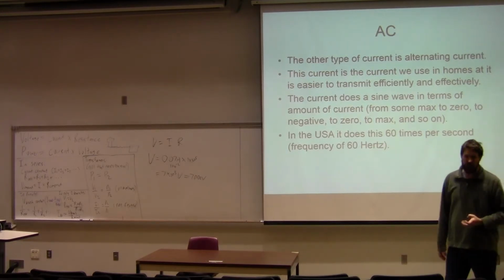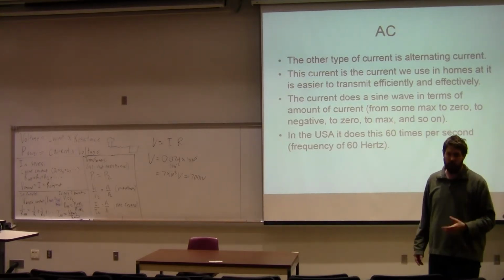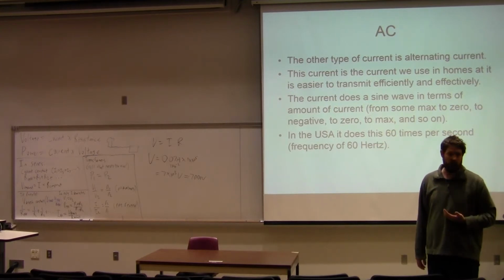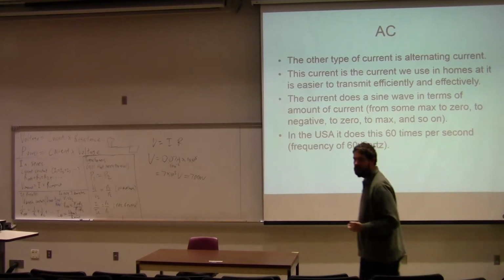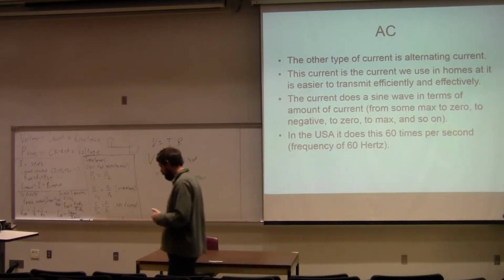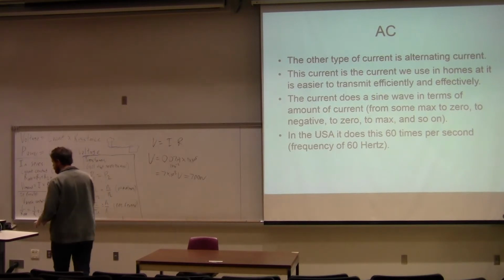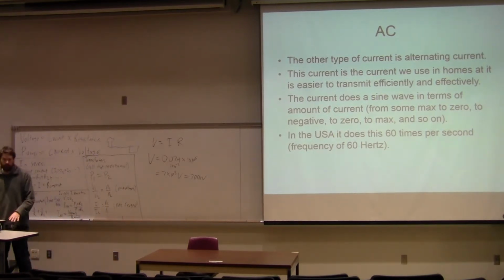It turns out 60 is not the ideal rate, but we started doing that 100 years ago, and it just kind of got grandfathered in, and we never bothered to change it. If you were creating the electric grid today, you would not want to use 60. You would want to use probably 120 or 180 or 240 or something like that.